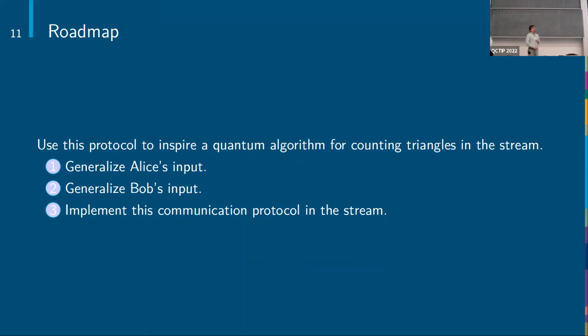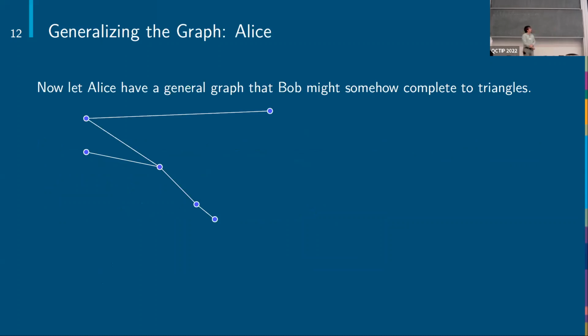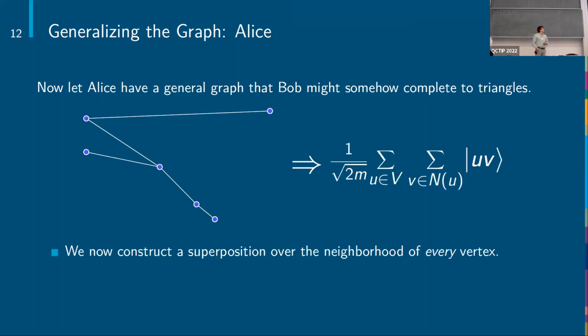So starting with step 1, let's generalize Alice's input. Previously Alice had a star, and she was sending Bob this uniform superposition over the neighbors of her star. What we're going to do instead is have her send a superposition over the neighborhood of every one of her vertices, which is equivalent to sending a superposition over each of her edges, where each edge arrives twice, once as V being a neighbor of U, once as U being a neighbor of V.